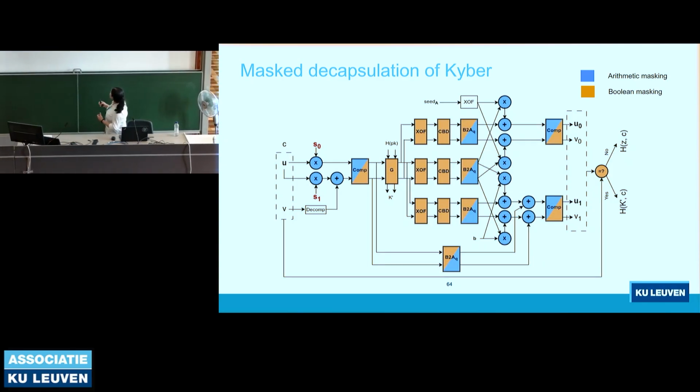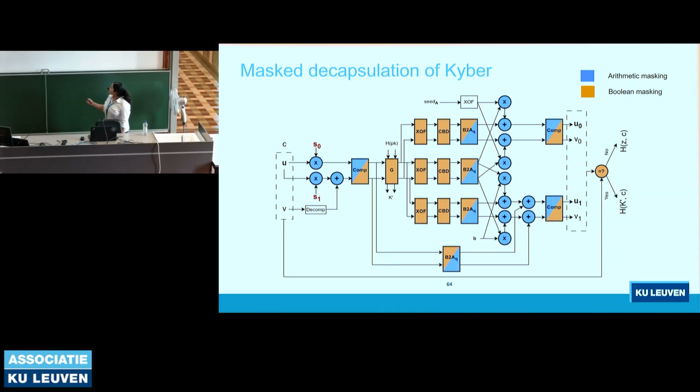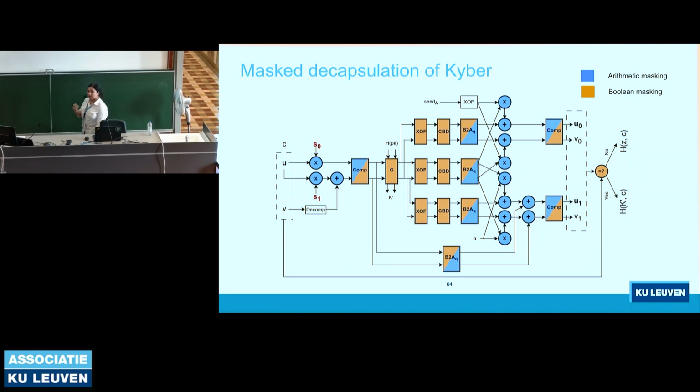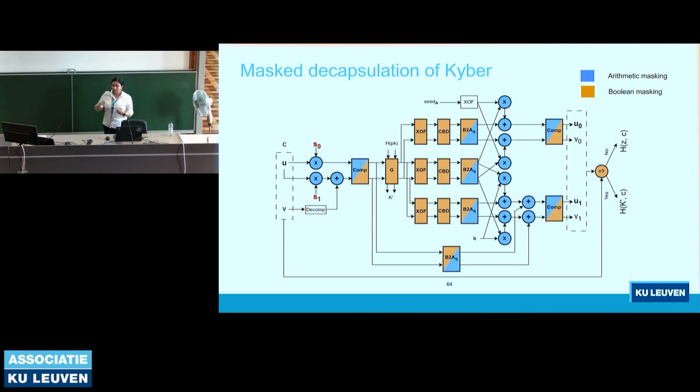Here, I use color blue for arithmetic masking and color orange for Boolean masking. As you can see, all the arithmetic operations are using arithmetic masking. And these XOF or G, those are Keccak based. They are using Boolean masking, along with some other operations like centered binomial distribution and many other sub-operations.